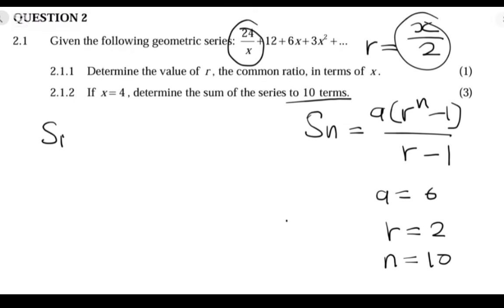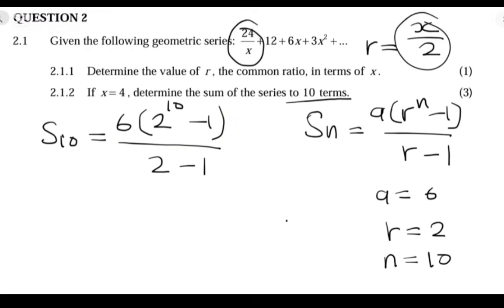So we're going to say the sum of 10 terms is equal to a is 6, r is 2, and n is 10, so 6 times (2 to the power 10 minus 1) divided by (2 minus 1). If you punch this in your calculator, you're going to get 6138 as your answer. So let's move on to the next.